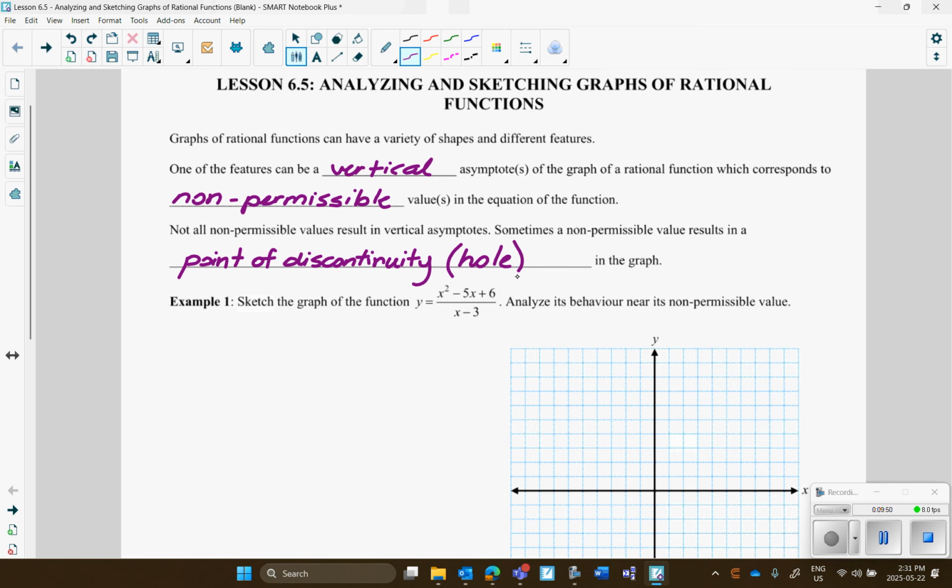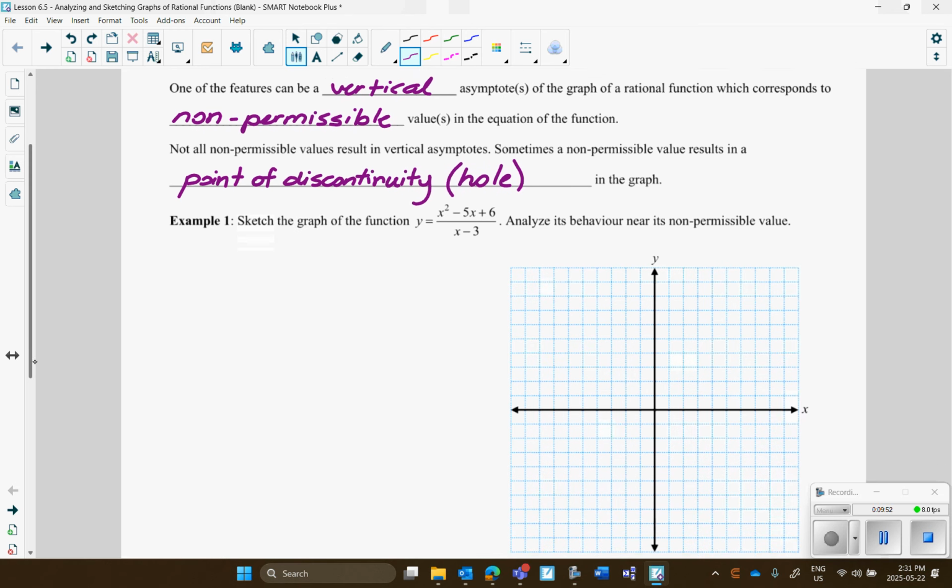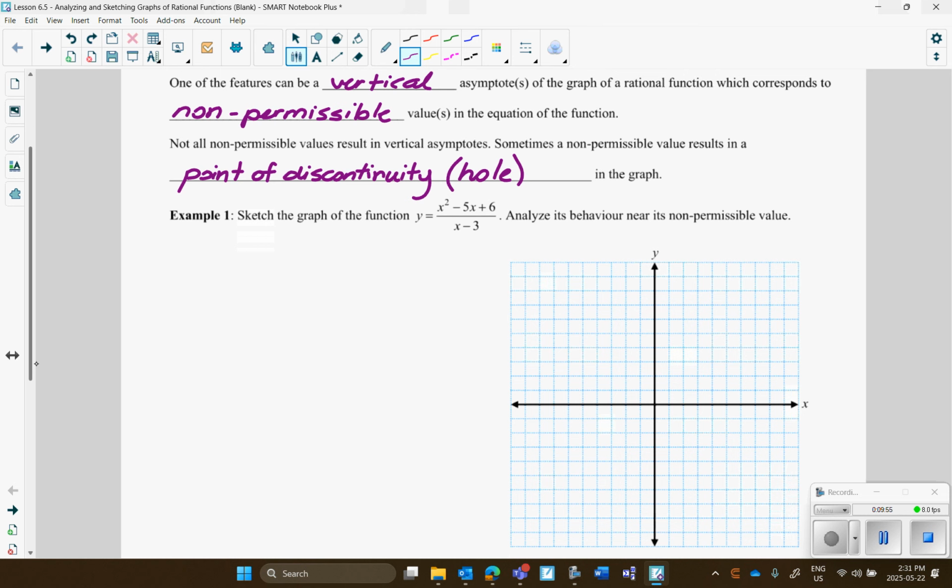Okay. First thing we want to do when we encounter a rational function, a fraction, is make sure everything's factored, numerator and denominator. Most of the time, it's the numerator. Sometimes it may be the denominator. Can I do any factoring here? Yes. What do I get when I factor the numerator? x minus 3, x minus 2, right?